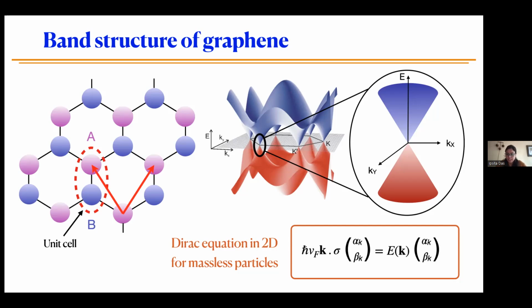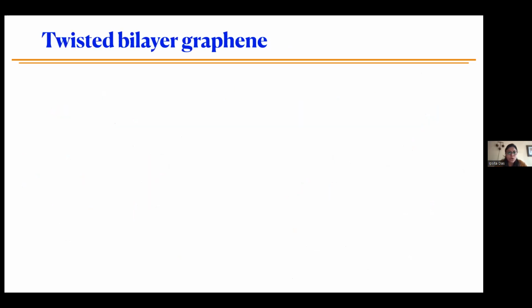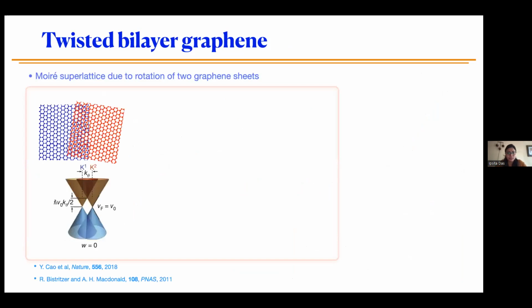And we call this Dirac cone. And in graphene, you can basically tune the Fermi level of your system by applying gate voltage that I'll explain again later. But what happens if you put one layer of graphene on top of another?